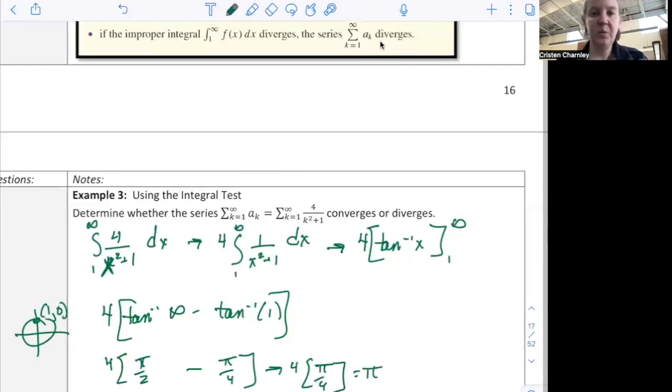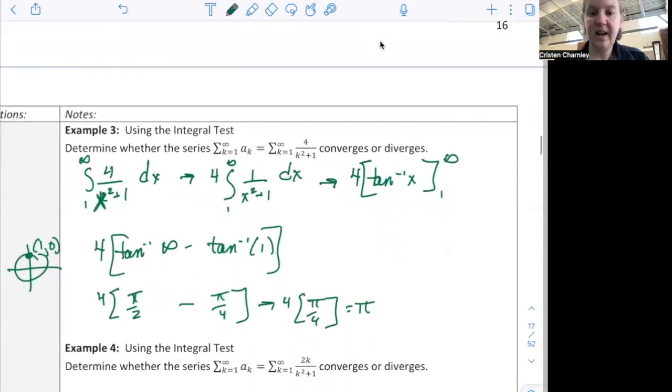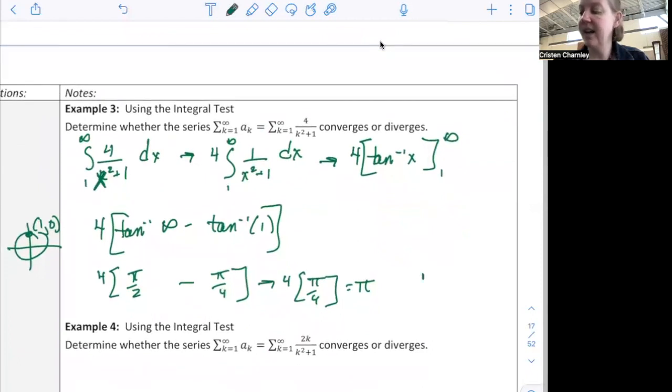Now, because we have an answer to the integral that's not infinity, we can say that it converges, so the series converges. We cannot say that the sum is pi. It doesn't work that way. We can only say that the series converges, that there is a sum, but we don't know what the sum is. And that's okay. We're not going to ask you for the sum. We just want to know that it converges.